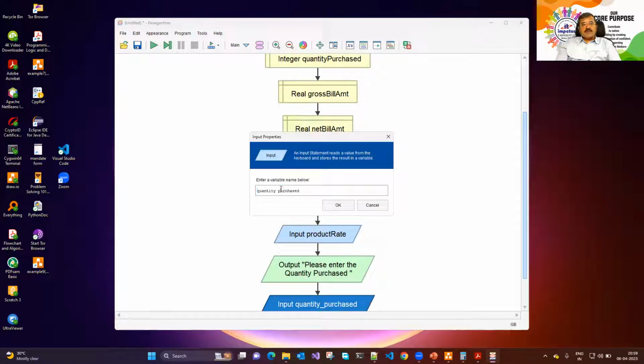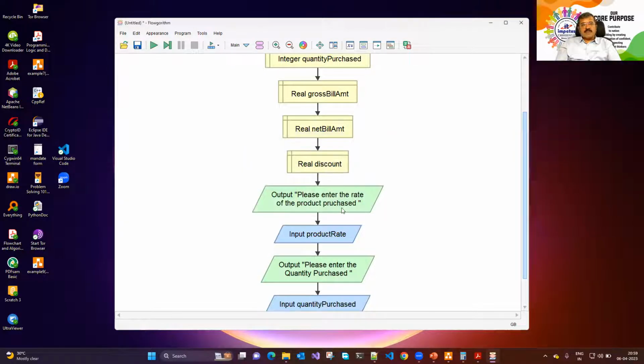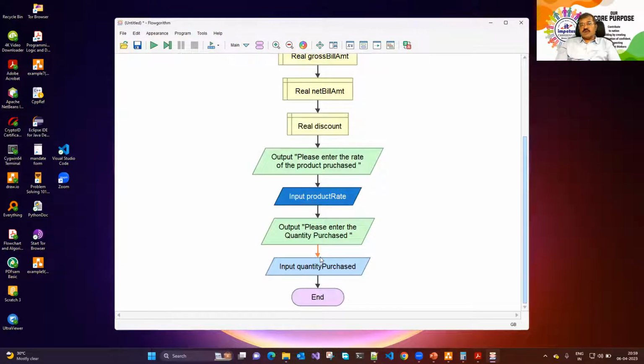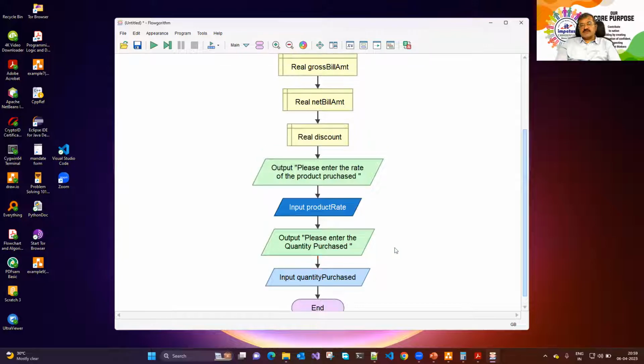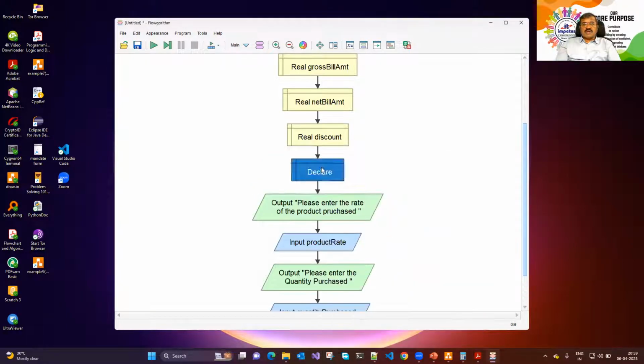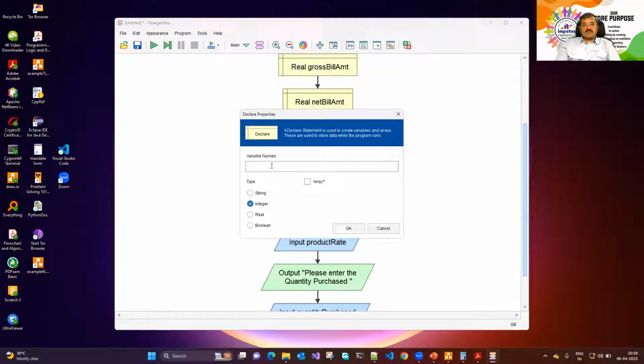Variable का नाम क्या है? Quantity purchased. Camel case हमने use किया. We have variable called as quantity purchased. So we accepted the quantity as well. Now tell me what more do you have to accept from the user? Discount percent is already given. 5% was the discount, correct? So that was already given. So we had to define this particular variable, which is constant actually.